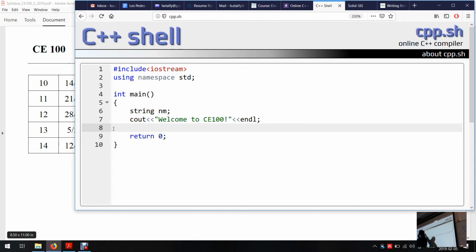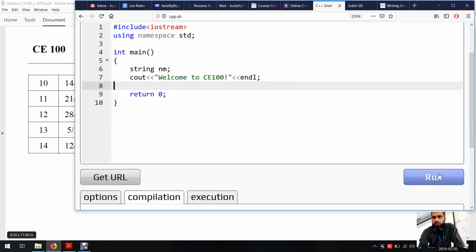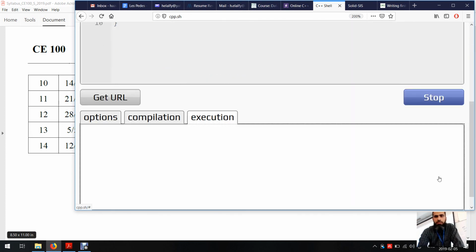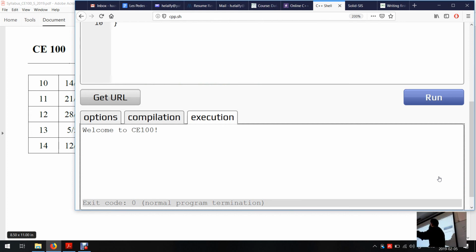The computer is going to read this language. This language is not like the language we talk to each other. This is a language that the computer can understand. What's your name? And then we do run. What happens when we press run? It compiles the program. It means it translates the program to machine language, and then it executes, execution, and it writes welcome or whatever message I wrote here.